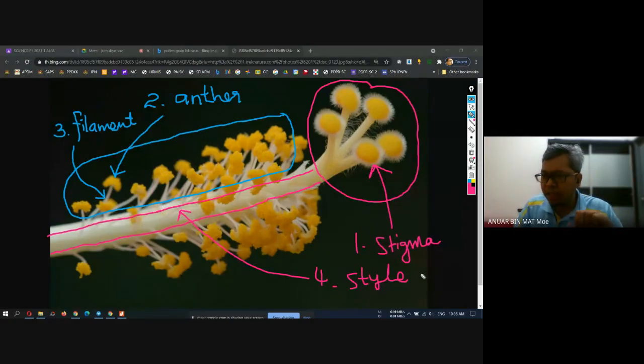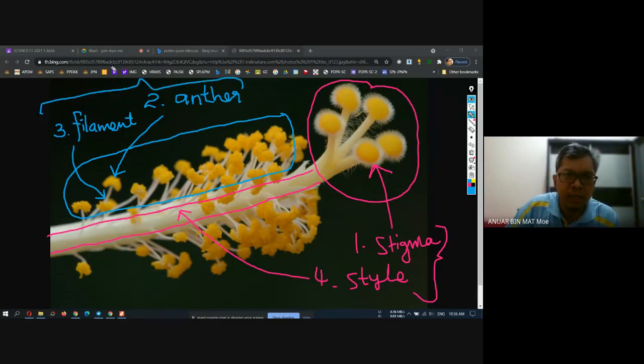Stigma, style, ovule, ovary are all female reproductive parts, and we call it the pistil. Do you remember? Pistil. And for the anther and filament, we call it stamen.